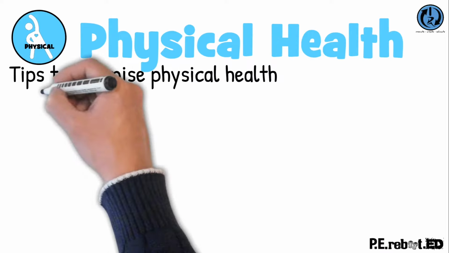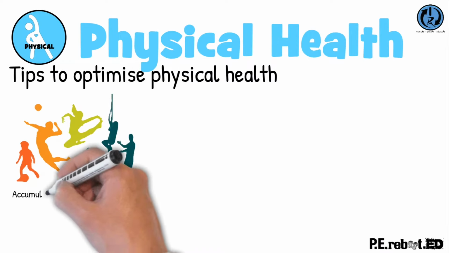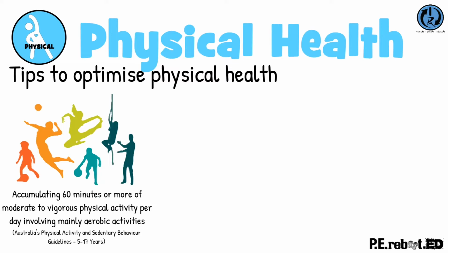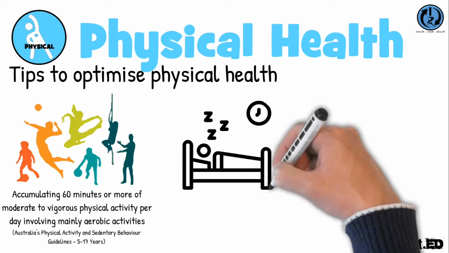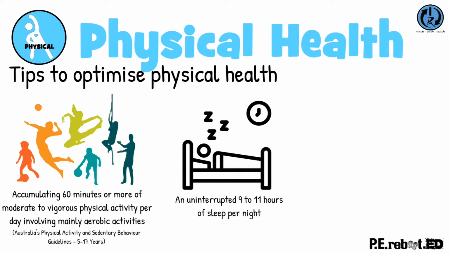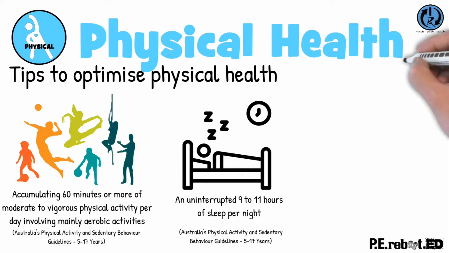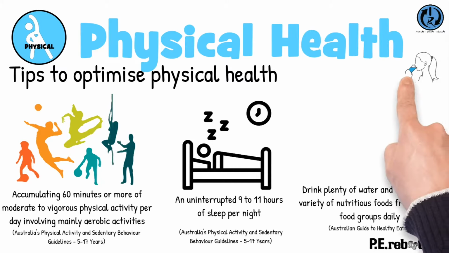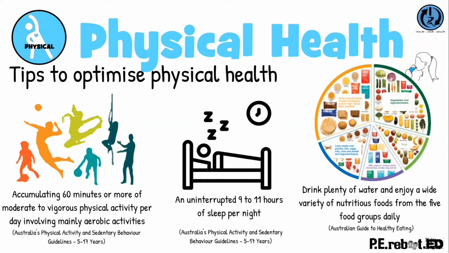Some tips to help optimize physical health include accumulating at least 60 minutes of moderate physical activity across each day, finding an uninterrupted 9 to 11 hours of sleep each night to allow the body to recover and recharge, drink plenty of water to remain hydrated, and enjoy a wide variety of nutritious foods from the 5 food groups.